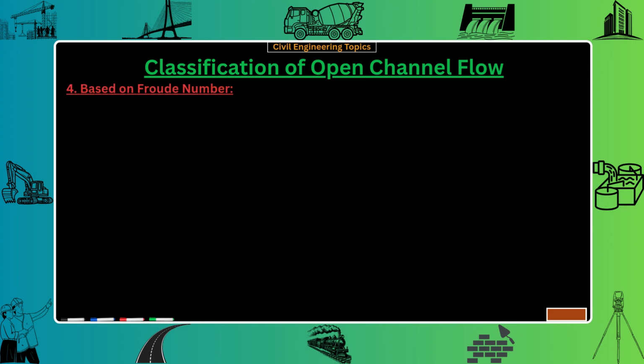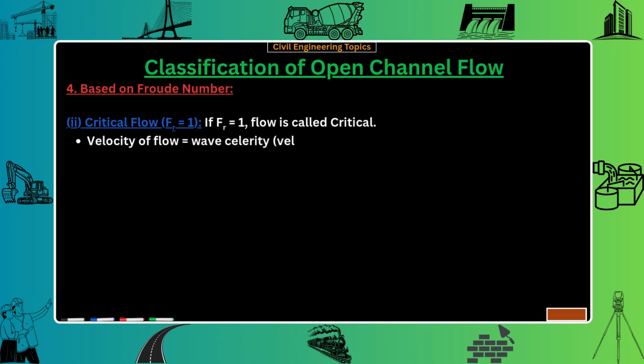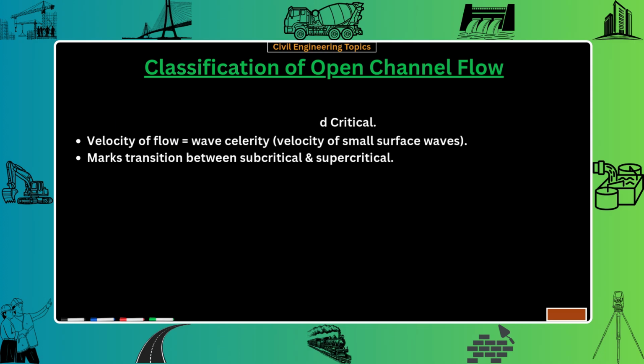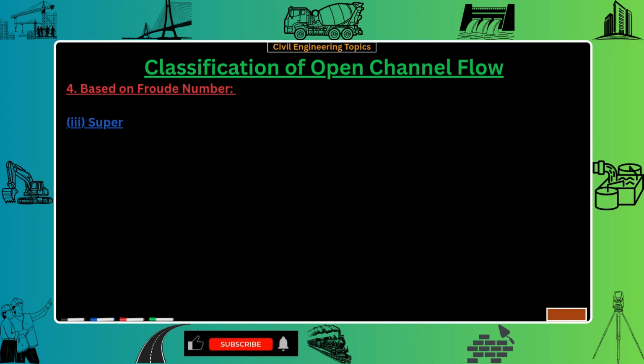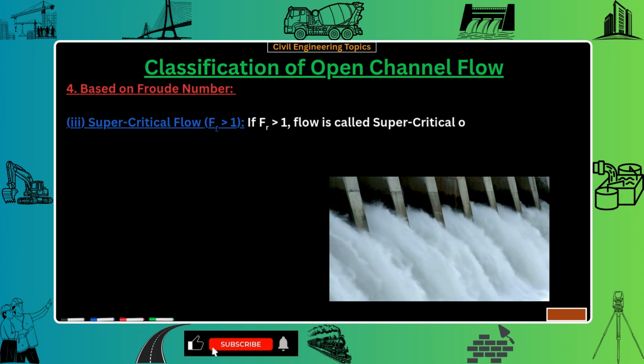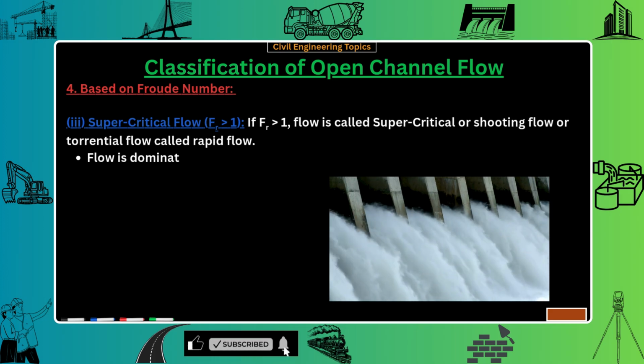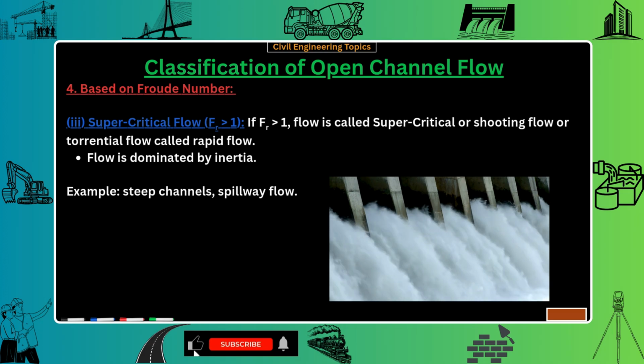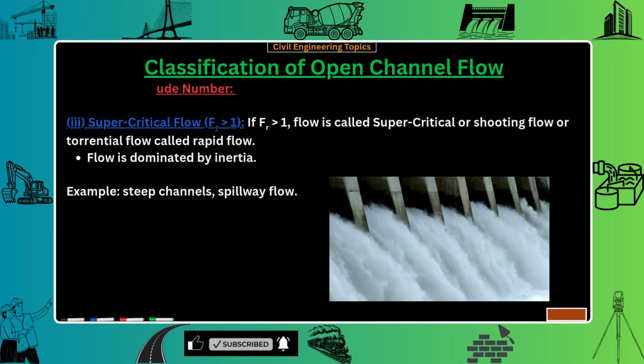And if the Froude number is equal to 1, then flow is called critical. In this critical flow, velocity of flow is equal to wave celerity, or velocity of small surface waves. This flow marks transition between subcritical and supercritical. If the Froude number is more than 1, then flow is called supercritical or shooting flow or torrential flow. This flow is dominated by inertia. Steep channels and spillway flow are the examples of supercritical flow.